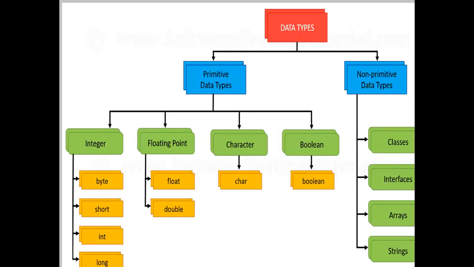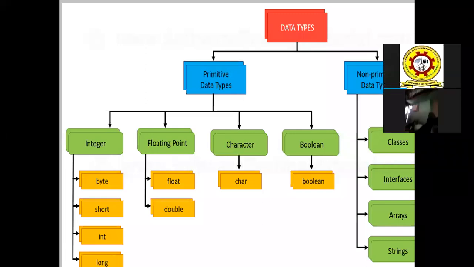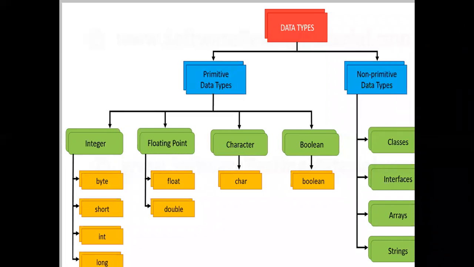Under primitive, we have four types: integer, floating point, character, and boolean. Integers are divided into four types: byte, short, int, and long, and floating point are divided into two types: float and double. Under character type, we have only the char data type, and under boolean, we have the boolean data type. Along with this, we have some non-primitive data types, which are created in the program for our basic needs. The examples of non-primitive data types are classes, interfaces, arrays, and strings.